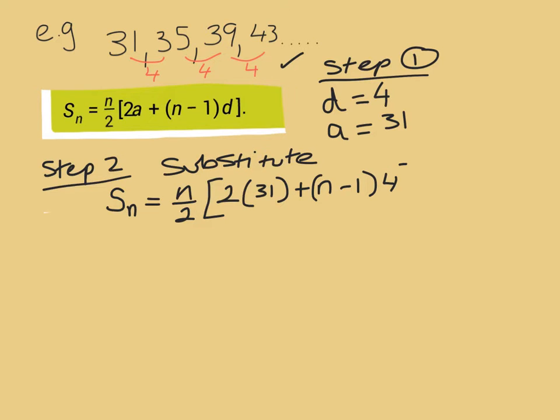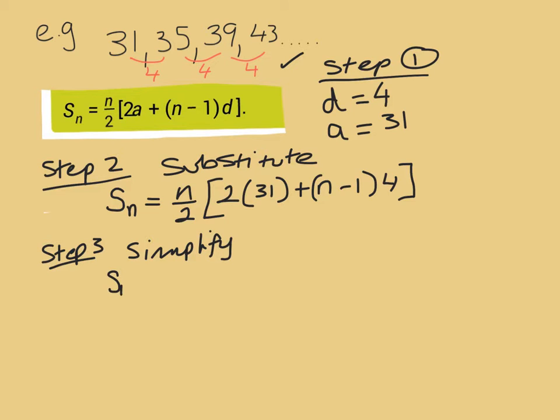Sorry, wrong bracket. Okay, now I'm going to go about simplifying that. So that's step 3, simplify. When we're talking about algebra, simplify just means taking everything we substituted in, multiplying anything that we can, like 2 by 31 and 4 by the whole of this bracket, and making it as simple as possible.